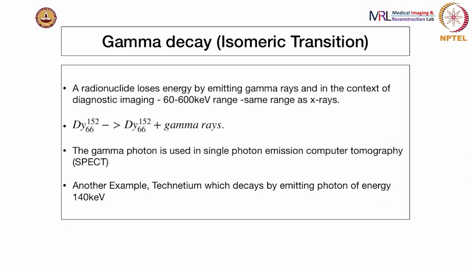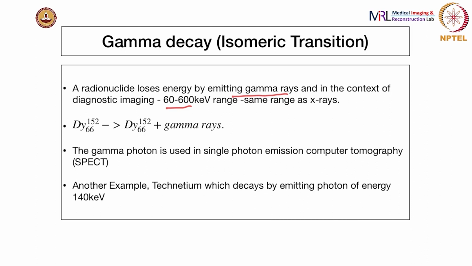The other means of radioactive decay is gamma decay, also referred to as an isomeric transition. So the radionuclide is inherently unstable, but there is no transmutation. It just goes into a lower energy state by emitting gamma rays. Okay, and in the context of diagnostic imaging, about 100 to 600 keV, it's the same range. So a gamma ray is nothing but a high energy photon. X-rays are also high energy photons, except that they correspond to different energy ranges.